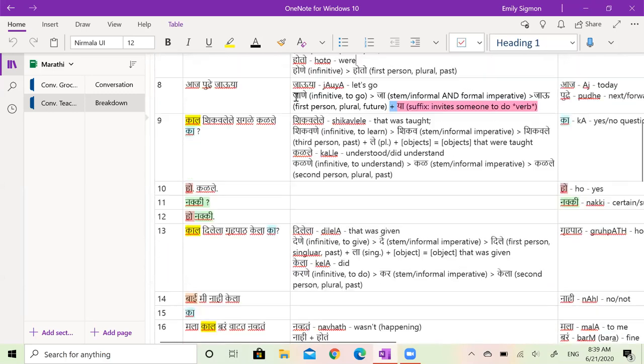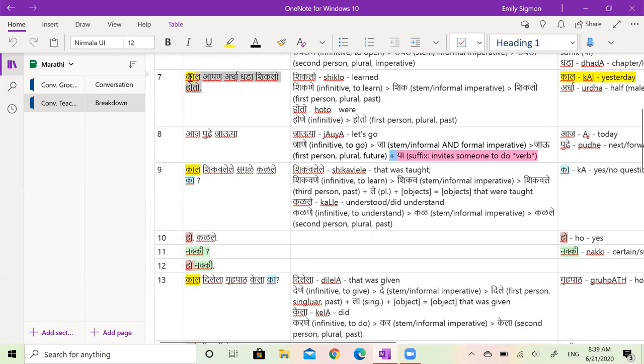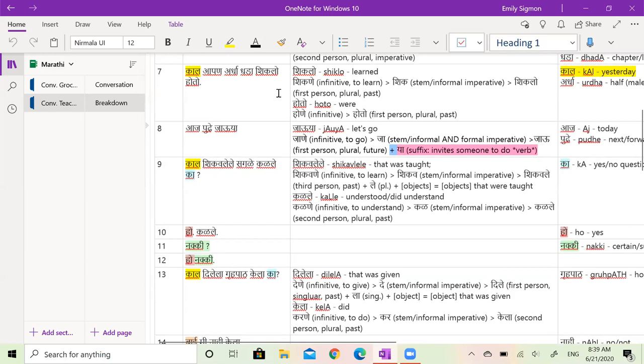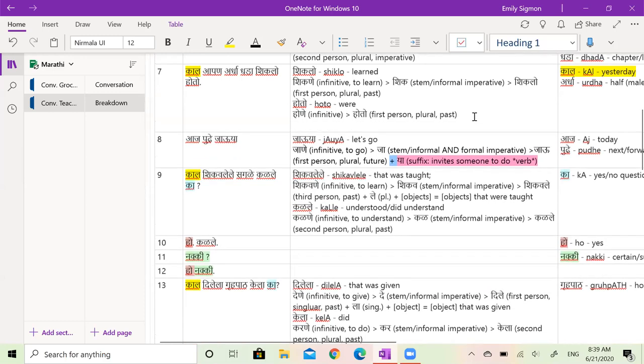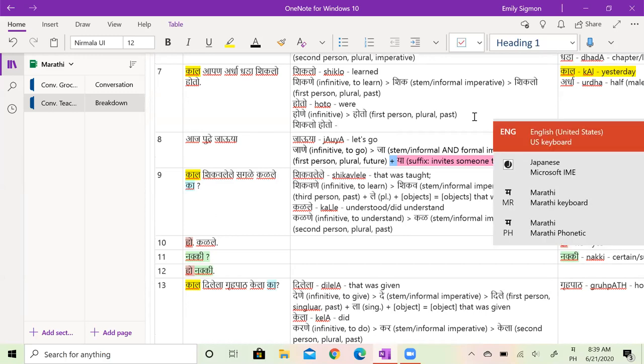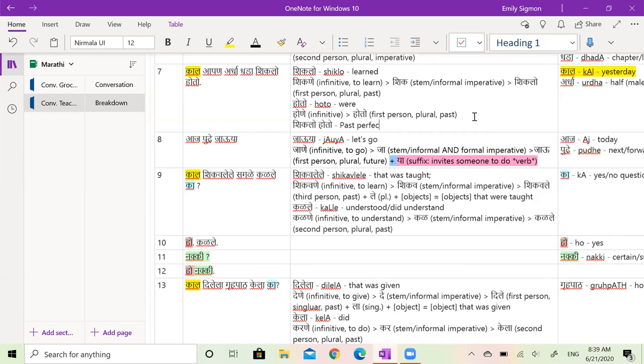Okay, so we just did this one. Yesterday we learned half a lesson. So shiklo hoto is past perfect, yeah? We had learned. So shiklo is we learned, and shiklo hoto makes it past perfect. Shiklo ahe is present perfect. Shiklo hoto is past perfect. Shiklo asin will be future perfect.